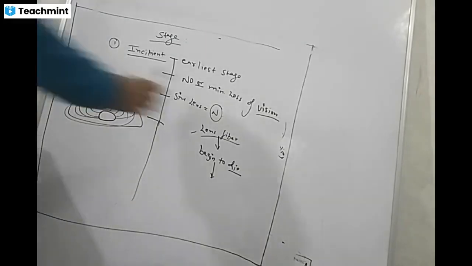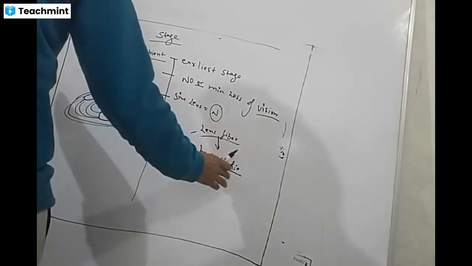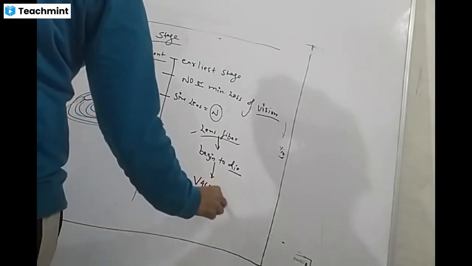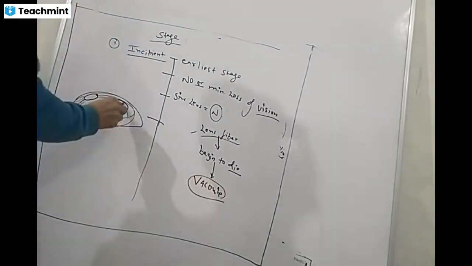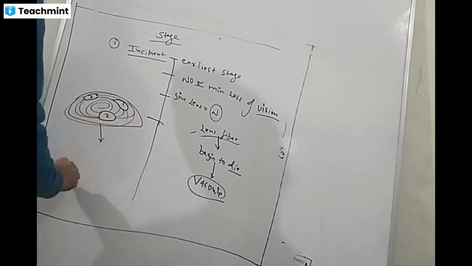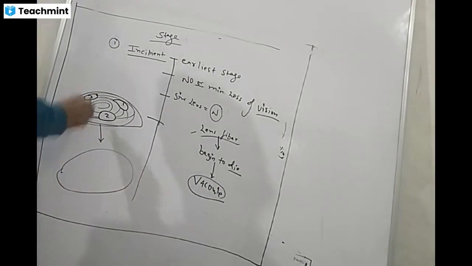So because the lens fibers begin to die, clinically, what do you find? Vacuoles. Inside the lens, you will find vacuoles. As time passes, this is our lens.